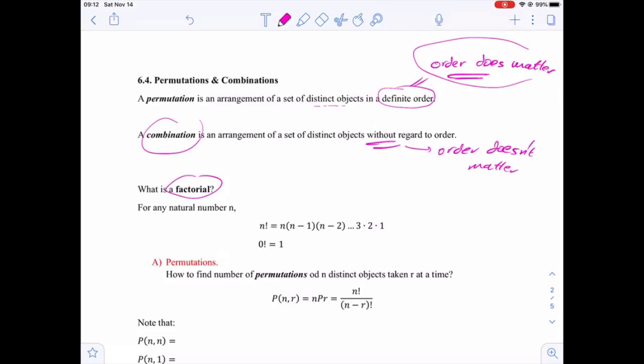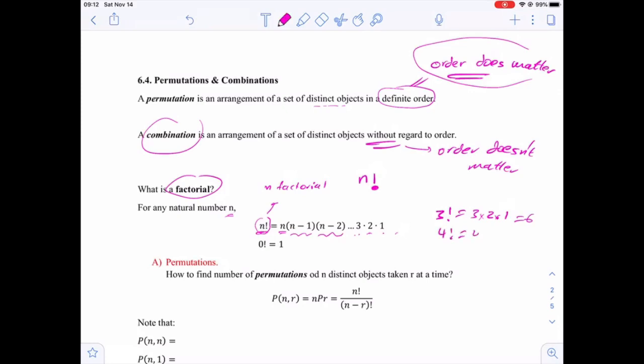For any natural number n, factorial, this is read n factorial. As you can see, we have this notation. N factorial is n times n minus 1 times n minus 2 up to 3 times 2 times 1. For example, 3 factorial, in this case n is 3. It's 3 times 2 times 1, which is equal to 6.